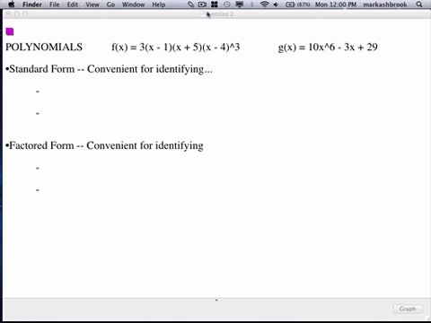So first of all, I've got an f function there and a g function. You should be able to identify really quickly which one is standard form and which one is factored form. So standard form, is that f or g? Some people are saying g. It's g, okay? This is our standard form.